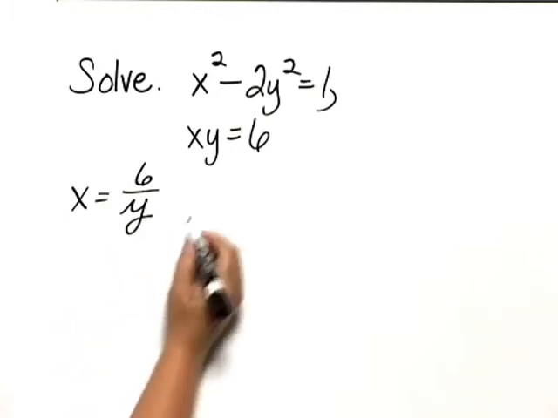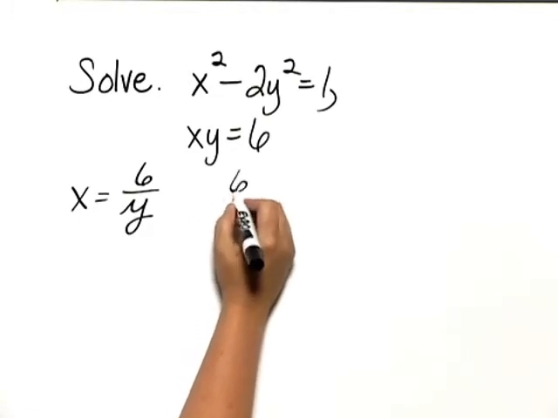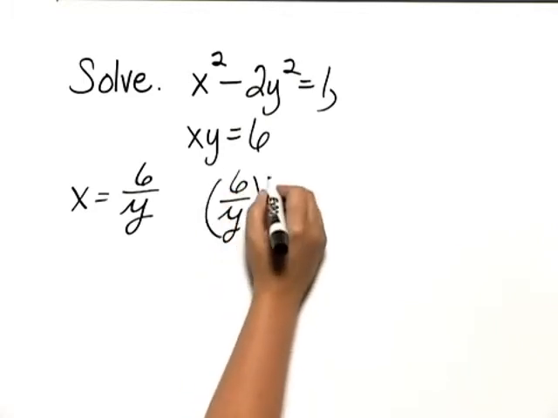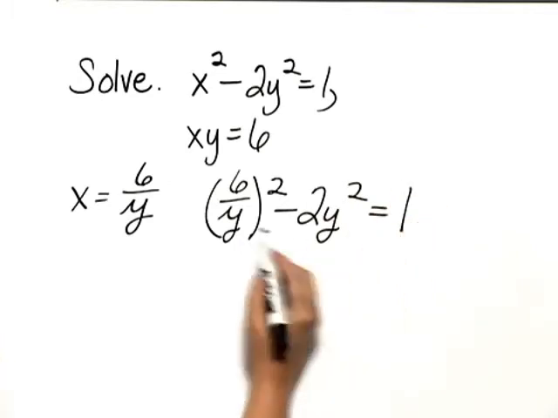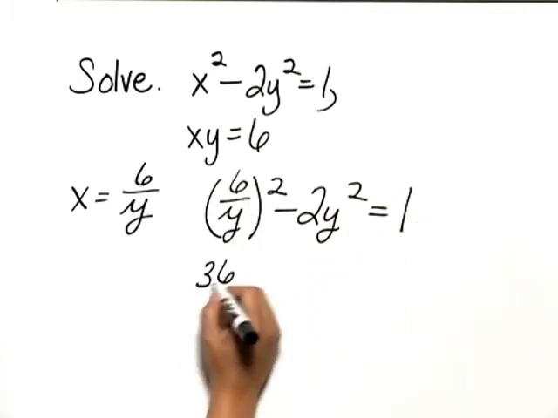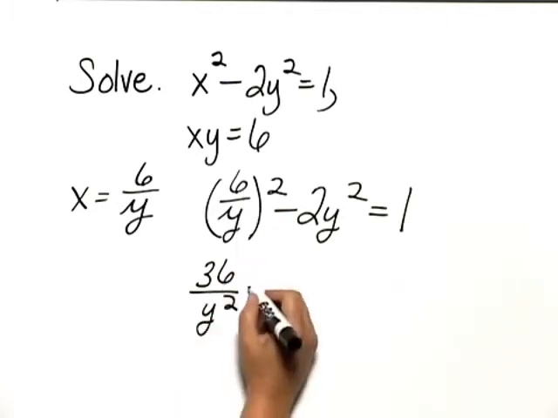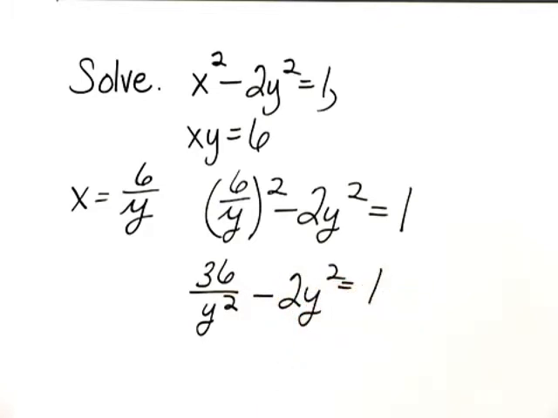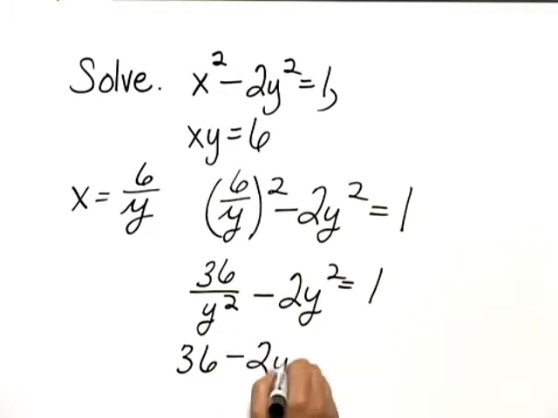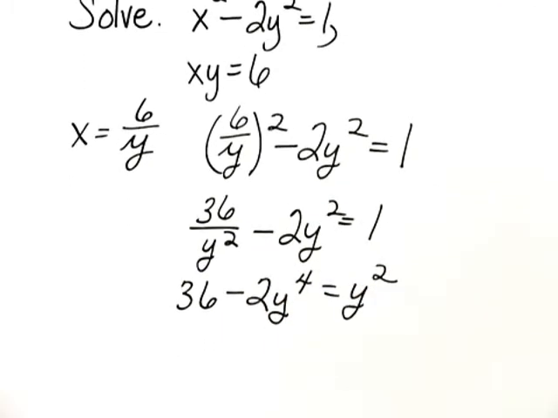Substituting this for x, we would have x squared, which would be 6 over y squared, minus 2y squared equals 1. This would give us 36 over y squared, that's squaring the numerator and squaring the denominator, minus 2y squared equals 1. And multiplying everything by y squared, we would have 36 minus 2y to the fourth equals y squared. That clears fractions for us.